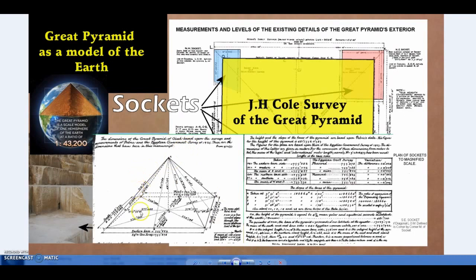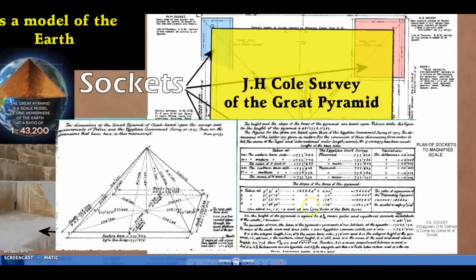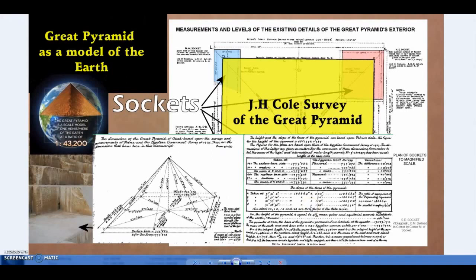And I'm working off the survey of J.H. Cole in regards to the pyramid size. Now that's very important because this survey, which is basically identical to the Egyptian government survey done at the same time, matches up with Matthew Flinders Petrie's earlier survey, and there was another survey in 1981 which again confirms these measurements.